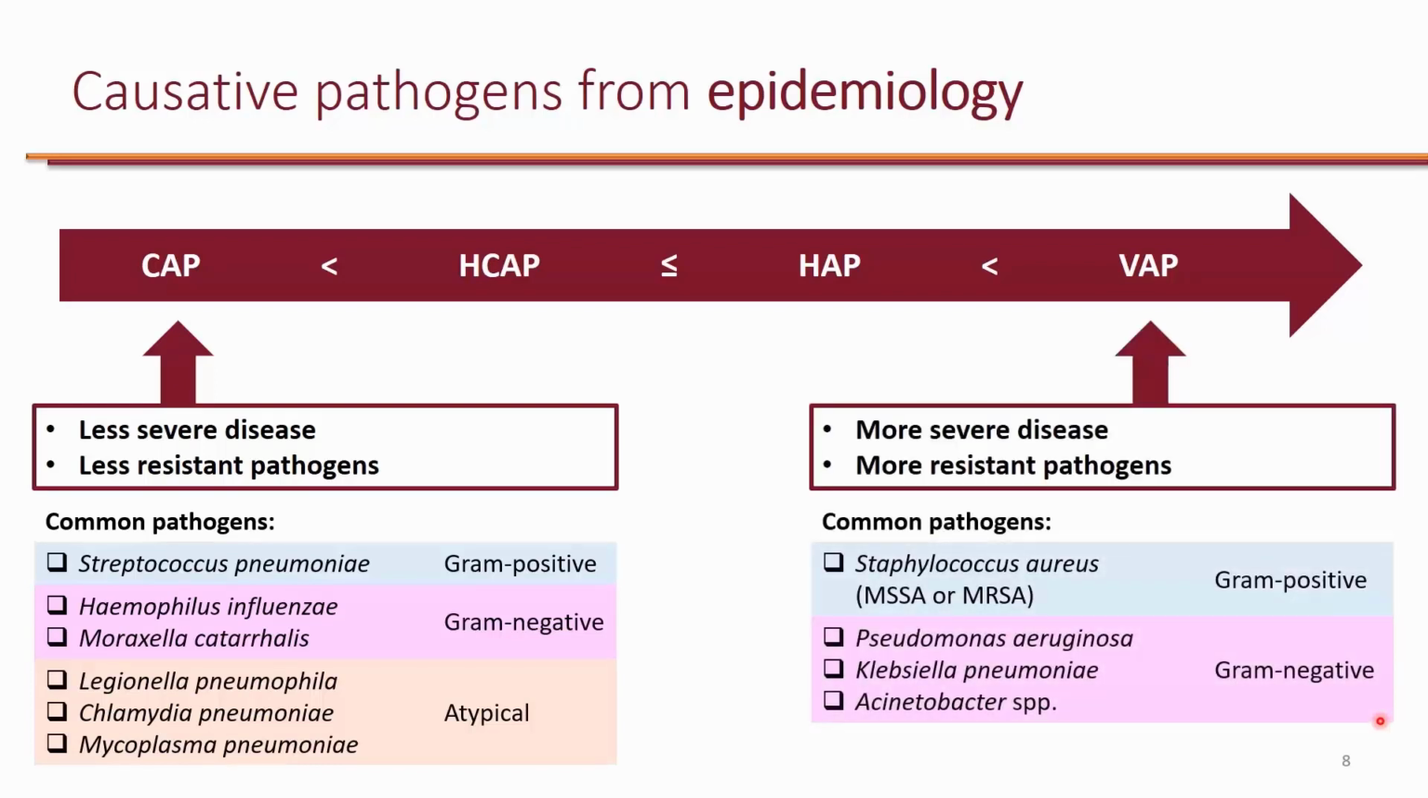When we look at ventilator-associated pneumonia, it's a relatively more severe disease with mortality as high as 30%, and it's typically caused by more resistant pathogens. So the organisms that you want to target empirically are Staphylococcus aureus, which could include methicillin-susceptible Staphylococcus aureus or methicillin-resistant Staphylococcus aureus, as well as gram-negatives such as Pseudomonas aeruginosa, Klebsiella pneumoniae, and Acinetobacter species. And these organisms are usually more likely to be drug resistant.